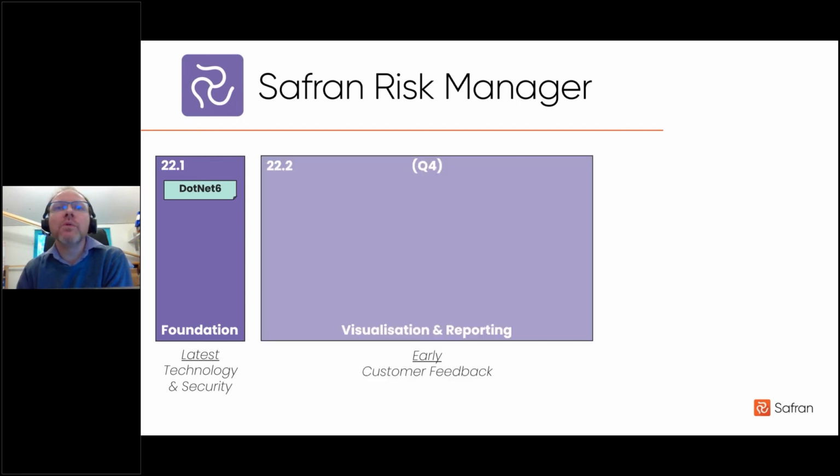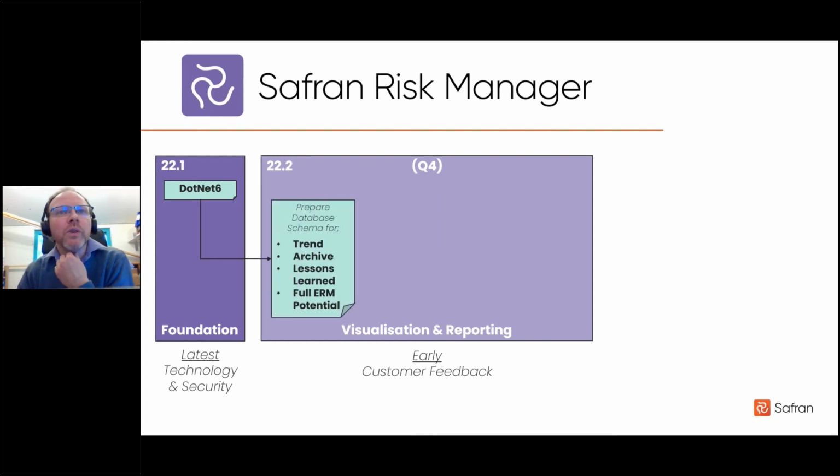And this has enabled preparations of the database schema to accommodate the most requested and impactful new features that tend to cluster around the themes of visualization, reporting. But essentially, what we're talking about is more trending, more archiving, more lessons learned feedback loops, which all taken together increases the potential for using SRM as a full enterprise solution, not just a kind of project portfolio program type situation. But the 22.1 upgrade allows us to explore more compelling graphics and interfaces.